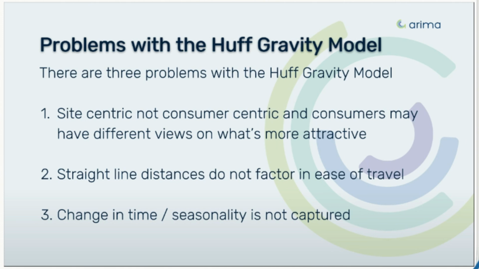And of course, this can be easily done today via the use of mobility data, as we'll talk about in a little bit. But back in the 1960s, there was no mobility data. There was no cell phone. So that was obviously very different. And lastly, change in time and seasonality is not being captured. So if a particular location is attractive, then it's always attractive, and it'll remain attractive for every day of the year.